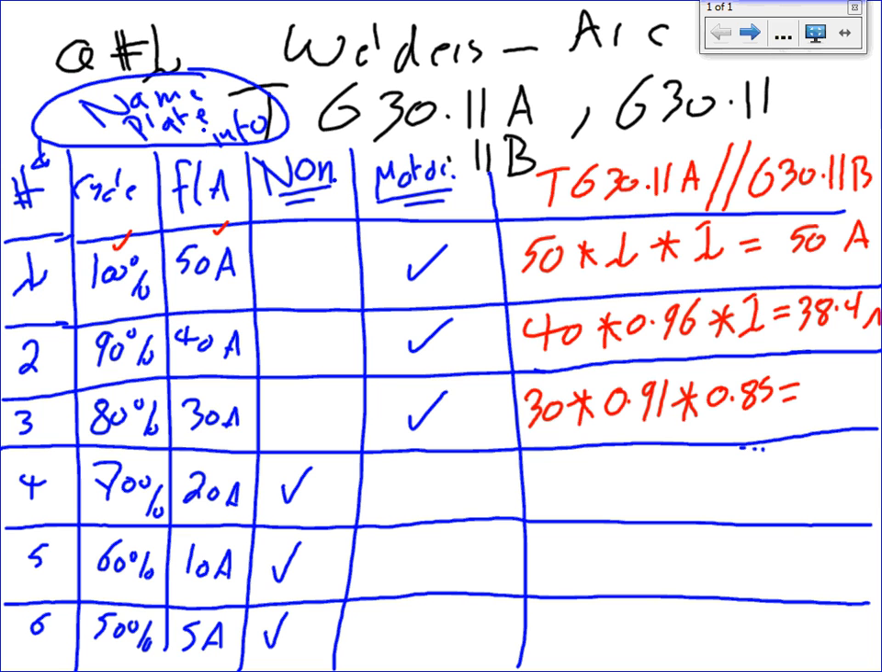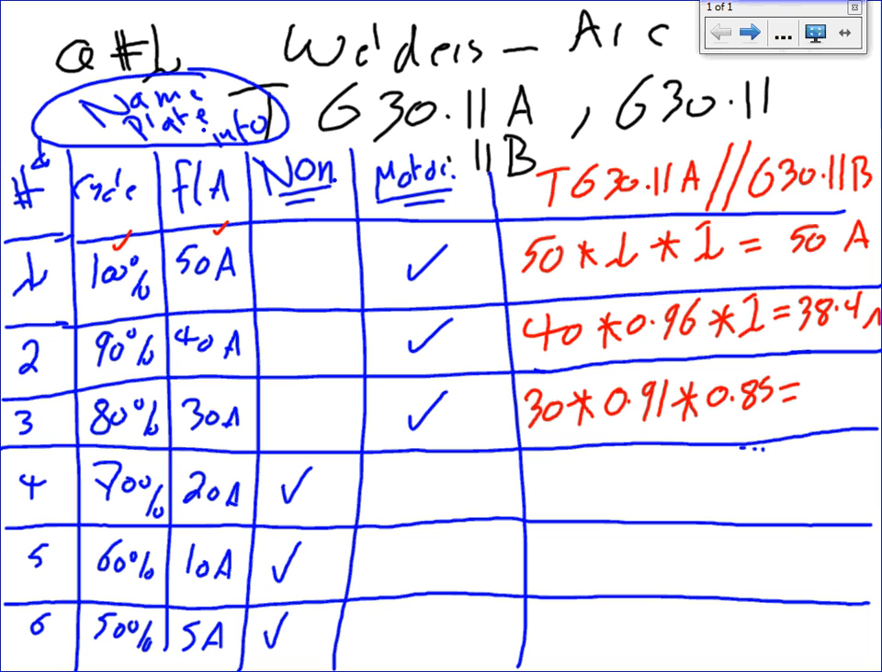Any question where the 0.85 came to be? Because it's the third largest. The third largest from 11B, it says you multiply by 0.85. The 0.91 is coming from the cycle of 80% for motor generator arc welder. Anybody come up with the calculation?